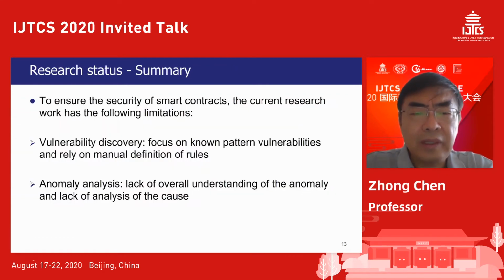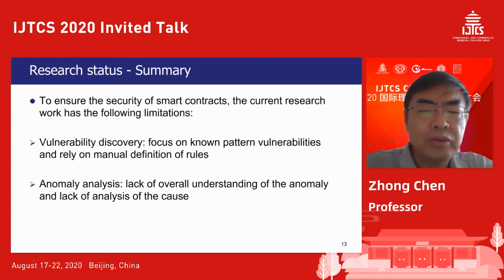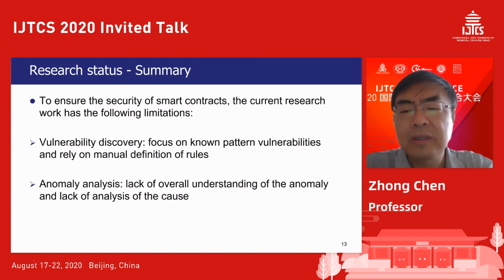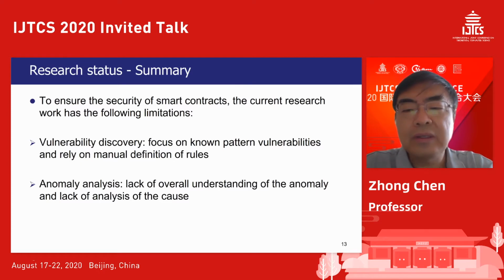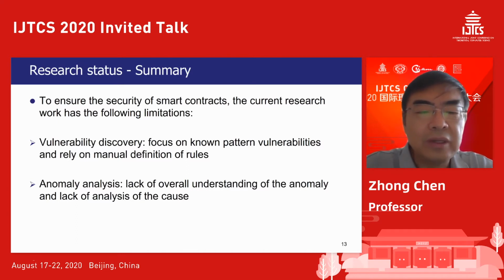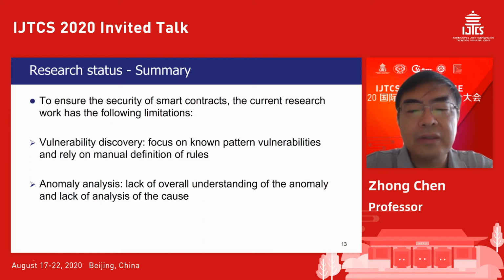To summarize, in order to ensure the security of smart contracts, the current research works have the following limitations. One is vulnerability discovery: they focus on known pattern vulnerabilities and rely on the manual definition of rules. For anomaly analysis, there is still a lack of overall understanding of the anomalies and a lack of analysis of their causes.